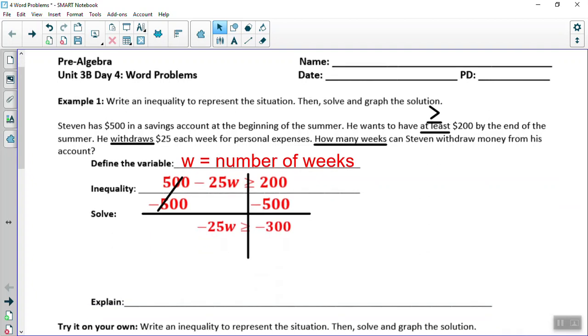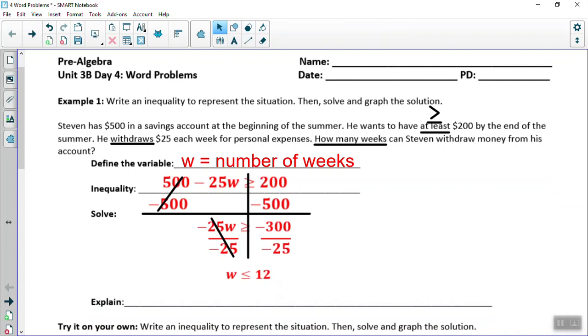Now I can go ahead and I can divide both sides by negative 25. And when I do that, those cancel out. And then negative 300 divided by 25 will give us 12. Remember, when we divide by a negative number, my inequality symbol has to flip around. So we get W is less than or equal to 12. All right, the explain really just means we're going to write our answer in a sentence.